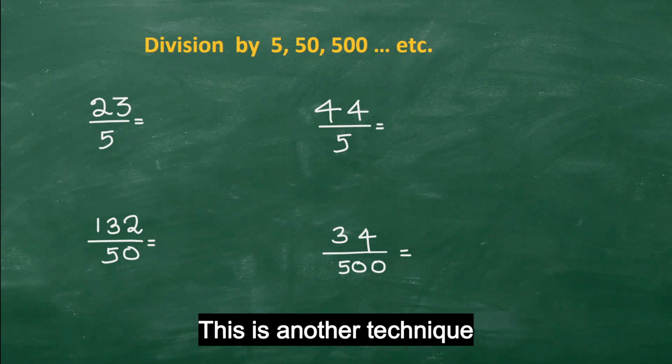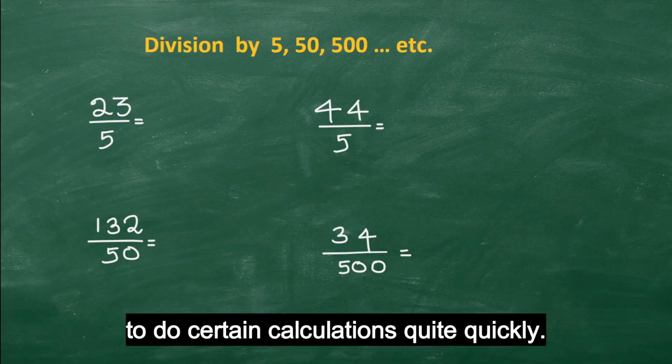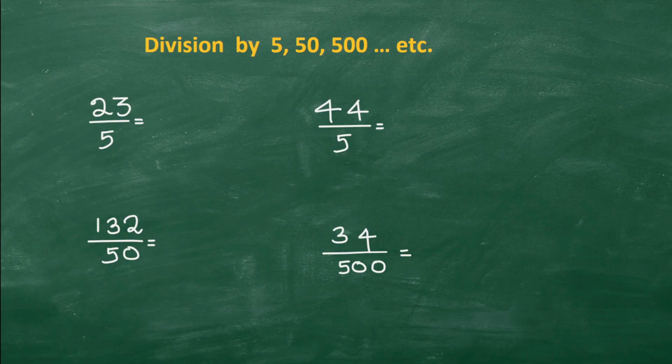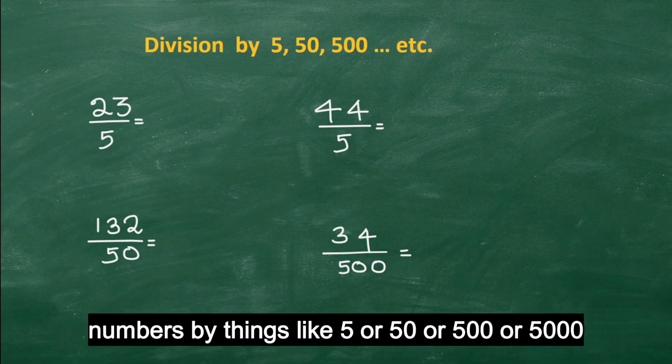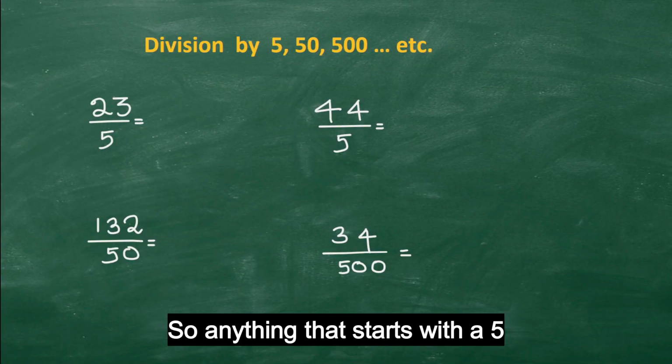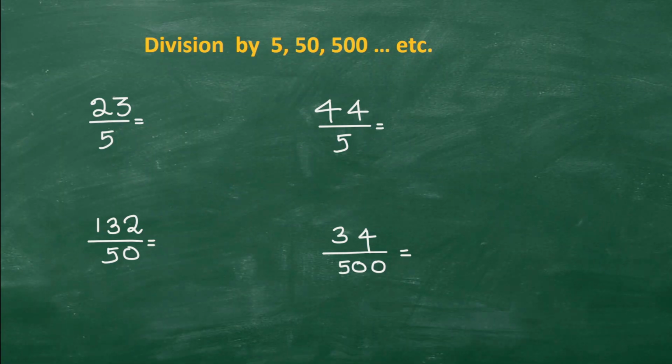This is another technique that we need to know to do certain calculations quite quickly in your head. Look at these calculations. We have situations where we need to divide numbers by things like 5 or 50, 500, 5000. So anything that starts with a 5 and then sometimes ends up with multiple zeros. So how do we do these?